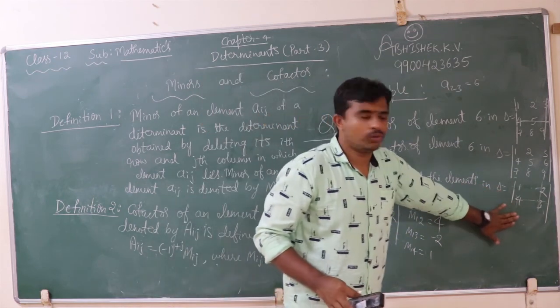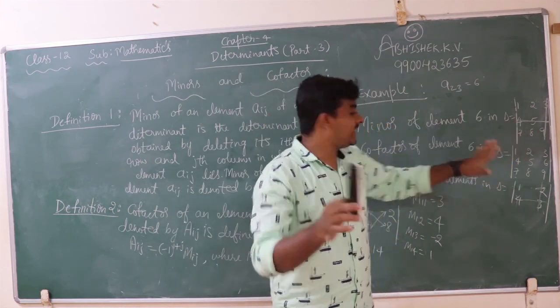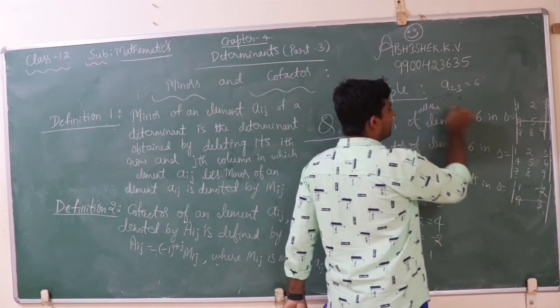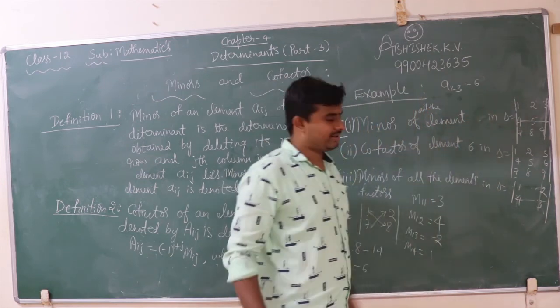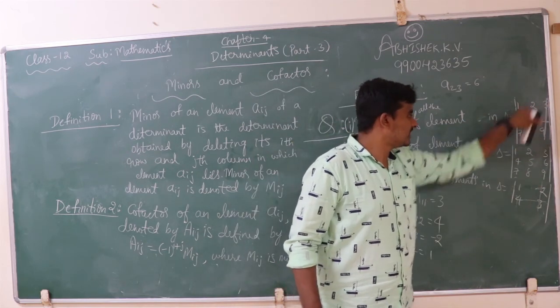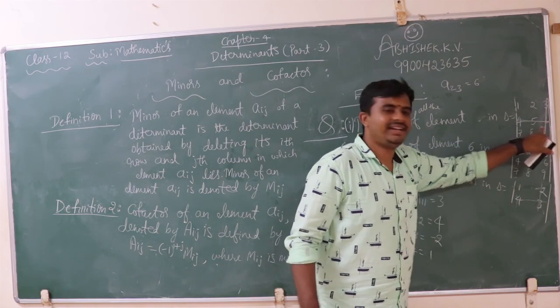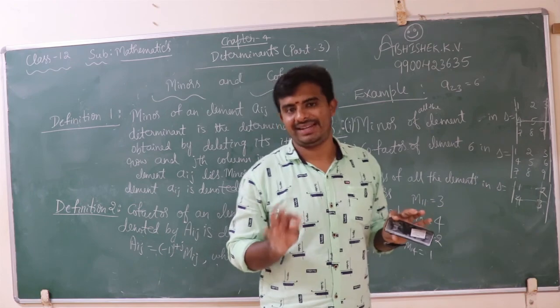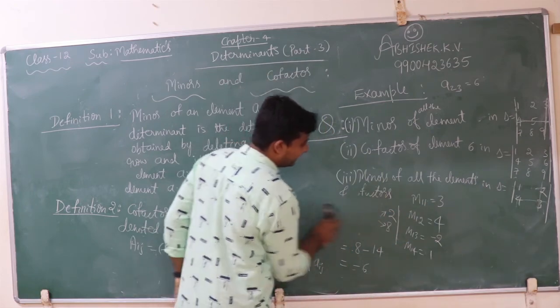This is for 2 cross 2 and this is for 3 cross 3. If the examiner asks for the minor of all the elements in this determinant, then you need to find M11 by deleting the first row and first column, leaving 5, 6, 8, 9. Is it clear? This is how you are going to find the minor. Okay? I hope you are all getting this.